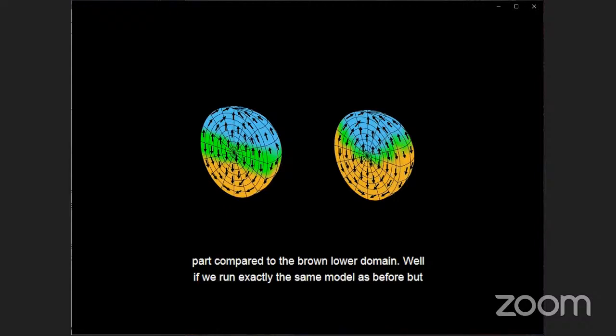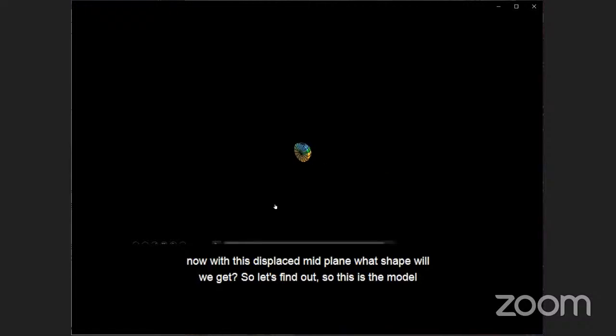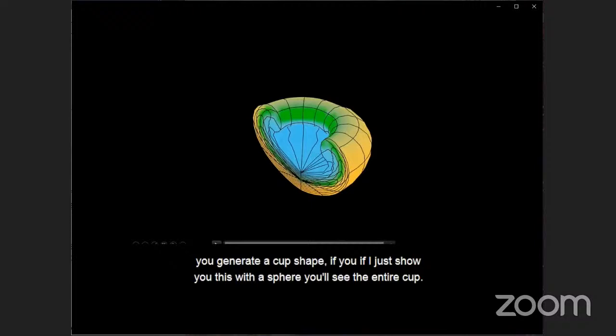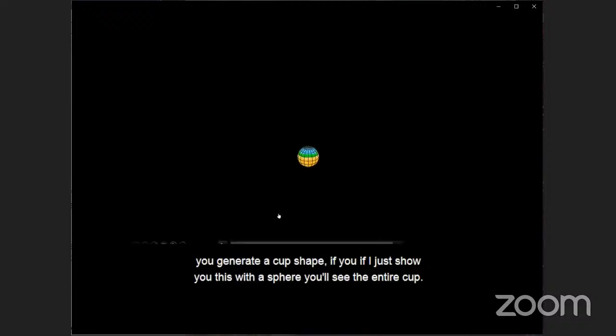Well, if we run exactly the same model as before, but now with this displaced midplane, what shape will we get? So let's find out. So this is the model. We're now running it with a smaller blue domain than we had before. If you run that, you generate a cup shape. If I just show you this with a sphere, you'll see the entire cup.